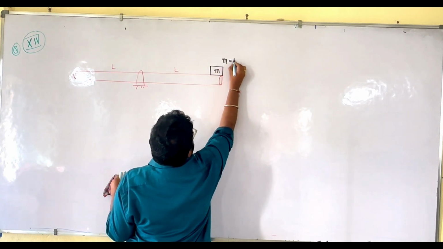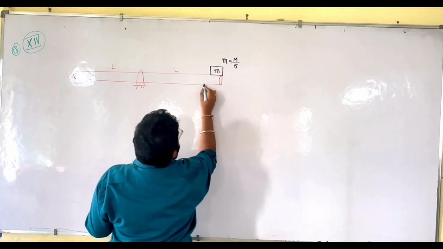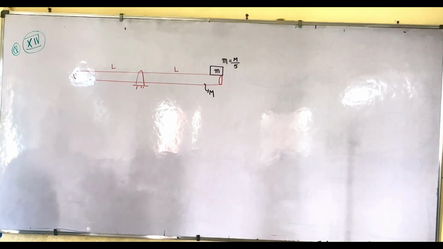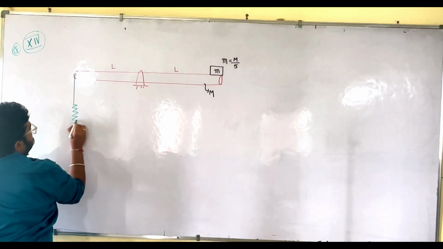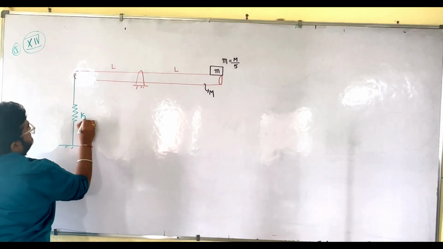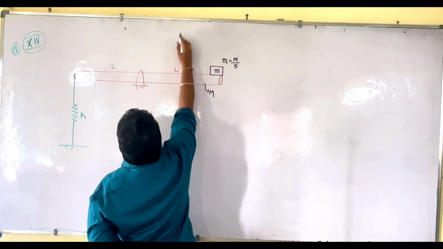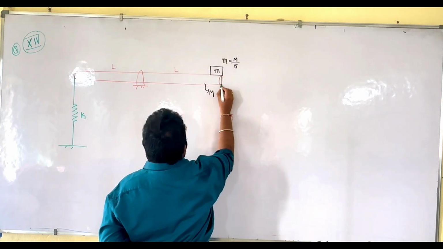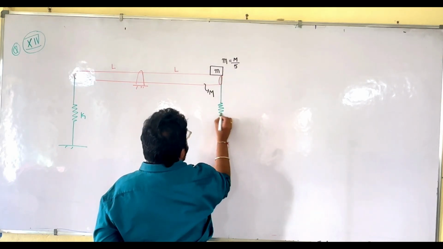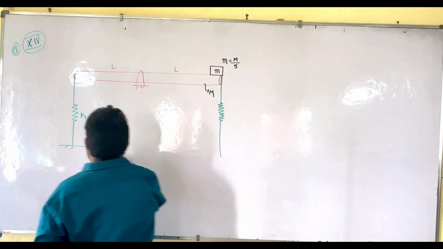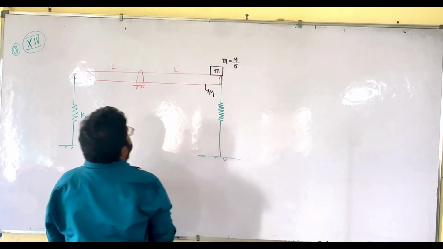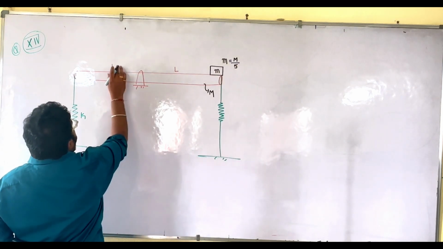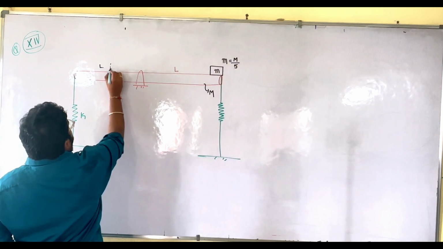Mass M equal to capital M by 5. This is mass M. Now one spring is connected at the bottom. This is K. Another spring is connected here. Another spring is connected here. Okay, so one more spring is connected here, at L by 2. Total length L.